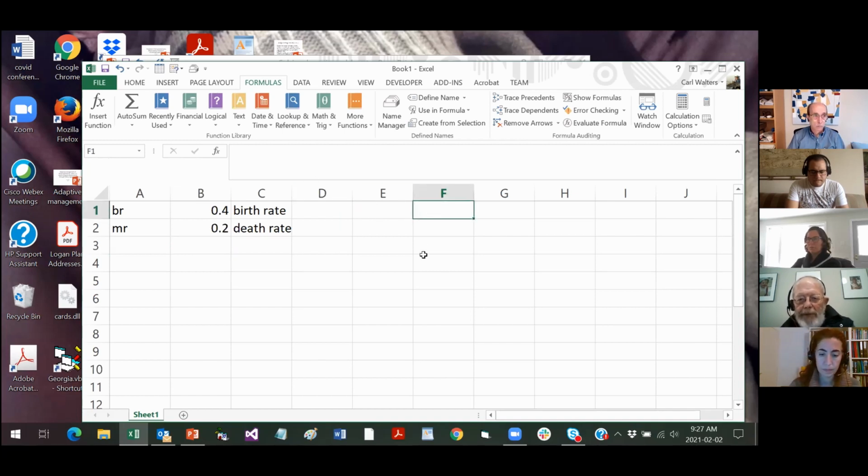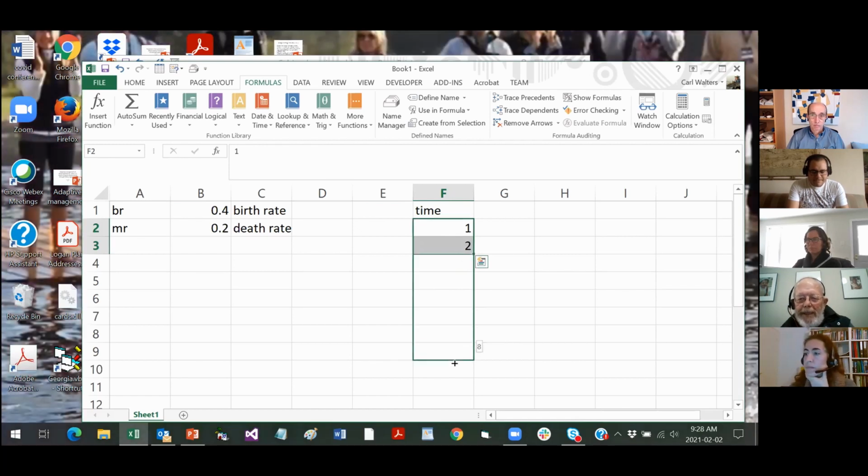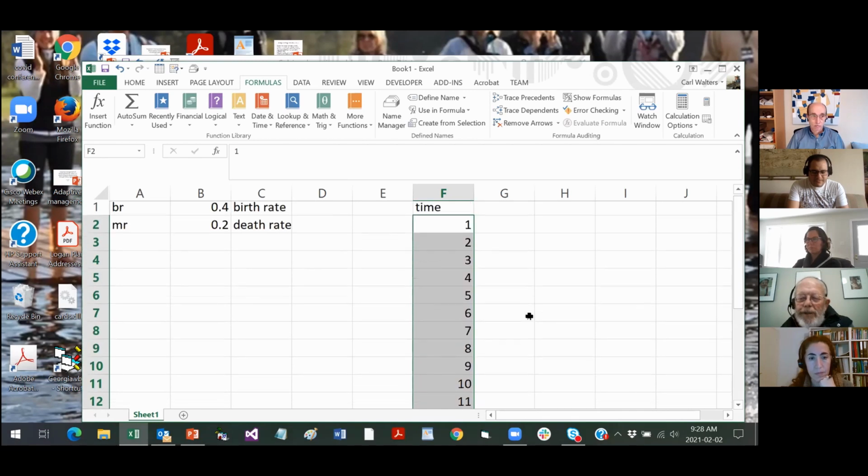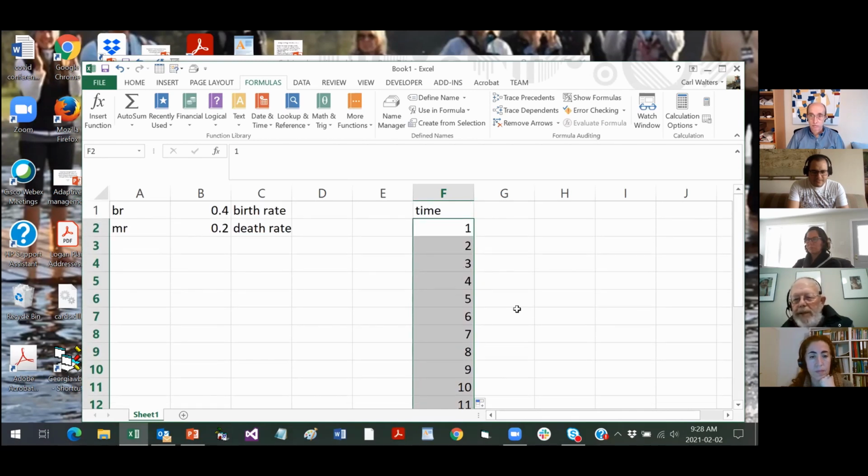All right, now I'm going to go over here to the F column, and I'm going to create a column called time. And for just a simple demonstration, I'm going to build a discrete time population model. The way I do that is to use a little trick where you grab the corner of a cell after putting in two numbers and then drag it down for 19 time steps.